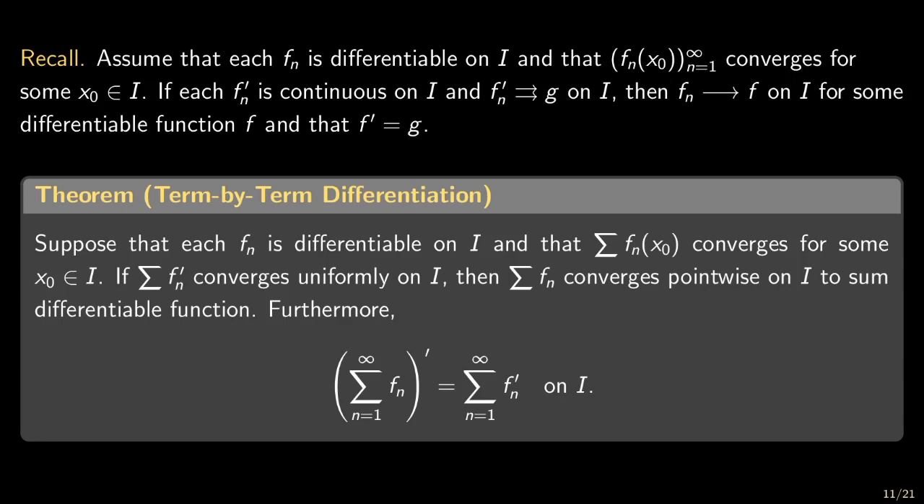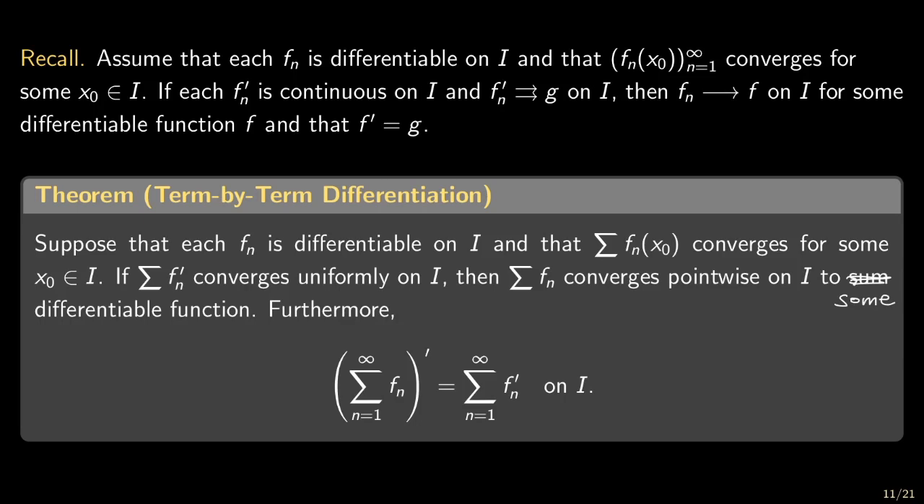In other words, if you have a sequence of differentiable functions on an interval I, and this series converges for at least one x in I, then if the sum of the derivatives converges uniformly on I to a certain function, then actually the original series converges pointwise on I to a sum which is a differentiable function. Let me correct this. Then this series converges pointwise on I to some differentiable function. Furthermore, the derivative of the sum is equal to the sum of the derivatives.